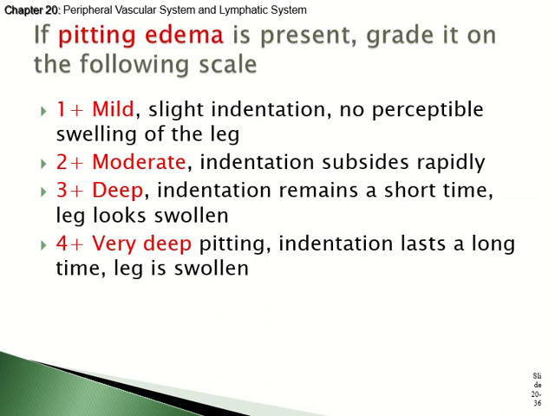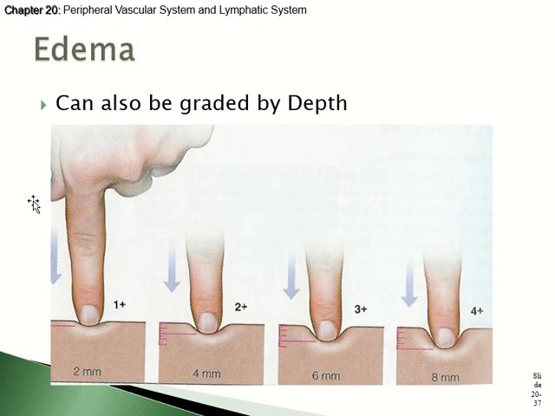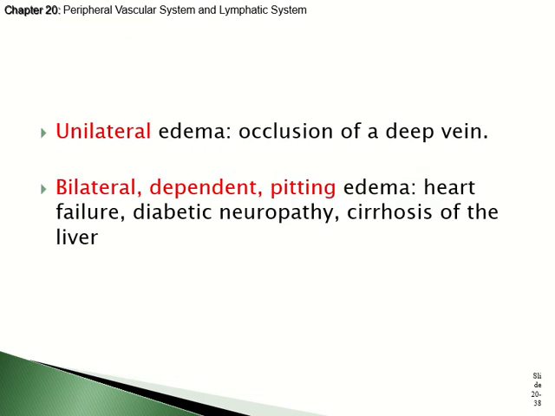Moderate would be not obvious edema, but there is an indentation that subsides quite rapidly. Deep would be when the indentation remains for a short amount of time, but you can visibly see that there is swelling in the leg or the arms. And then very deep would be deep pitting that takes a very long time for the skin to return back to its normal position. And this edema, if you need to know how to grade it by depth, there is a more accurate scale. So more than 8 millimeters would be 4 plus, 3 plus is 6 millimeters, 2 plus is 4 millimeters, and 1 plus, which is the normal finding, would be less than 2 millimeters.